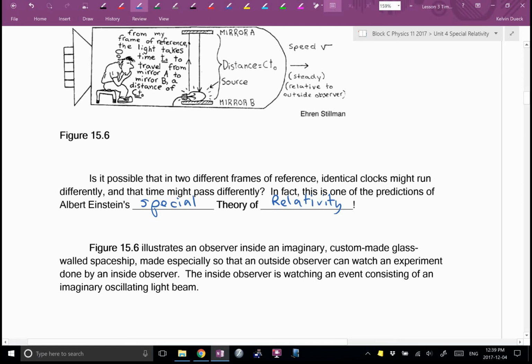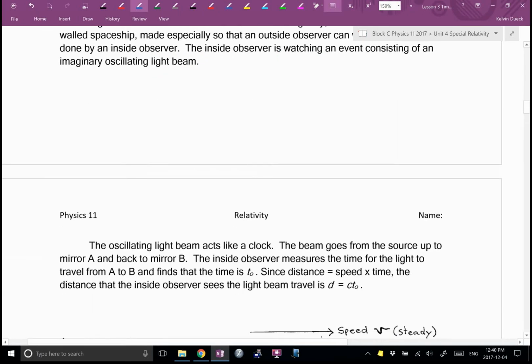It's made especially so an outside observer can watch an experiment being done by an inside observer. The inside observer is watching an event consisting of an imaginary oscillating light beam. Bing, bing, bing, back and forth, back and forth. Pause. Wrap your brain around that so far? Now we're going to get deep. Turn the page.